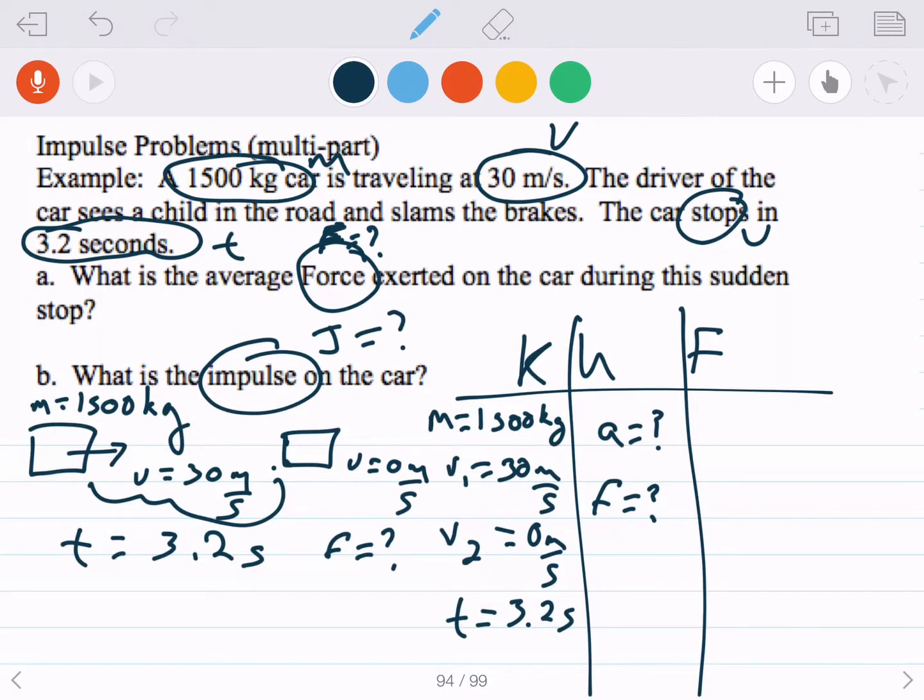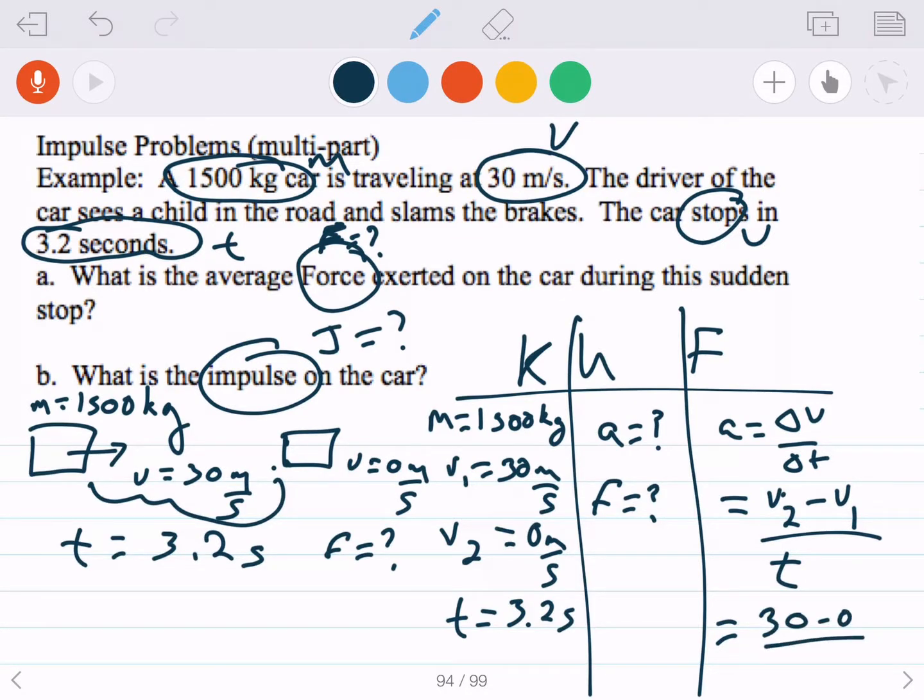Okay? So we can do this problem, and there's actually another way to do this problem. We're going to do it this way first. So let's look at our equation sheet and find our acceleration. Acceleration equals delta V over delta T. So we have V2 minus V1 over our time, which equals 30 minus 0 over 3.2.